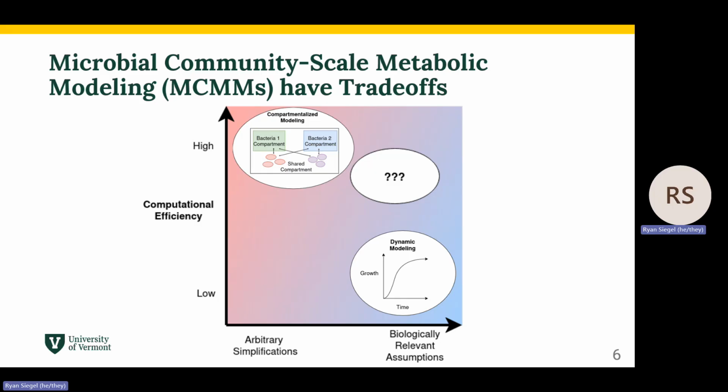This isn't necessarily the best though because it uses the simplification of that total biomass, which isn't biologically relevant. And so the way that most people model the total individual optimization is through dynamic modeling, where we take small time steps and update media as we go. This is much more biologically relevant, but it's slower.